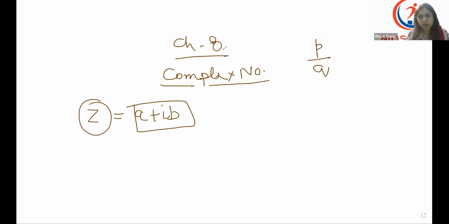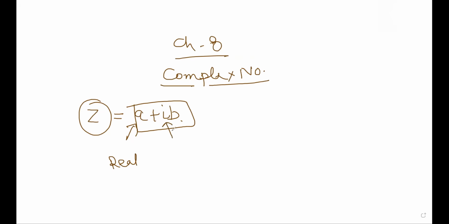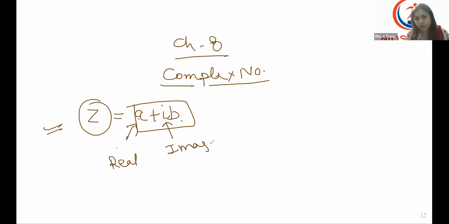In the same way, the way to represent a complex number is a plus iota b, where a is the real part and iota represents the imaginary part, that is, under root -1, and b is its coefficient. So this is the representation of the complex number, a plus iota b, where a is the real part and iota b is the imaginary part. I hope till here you don't have any problem, both of you.